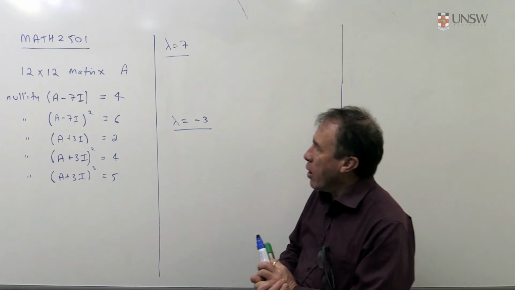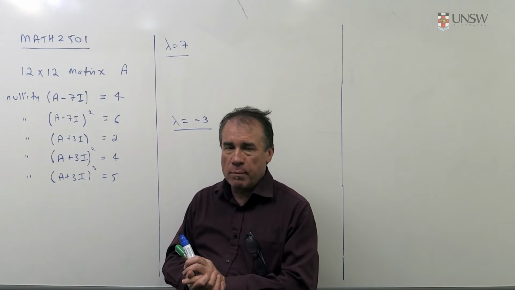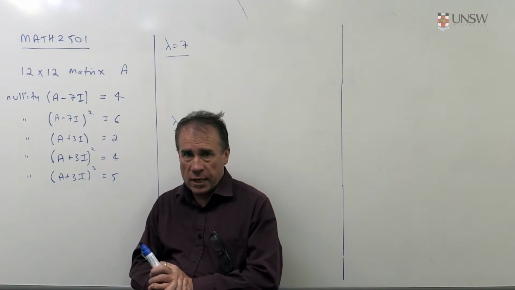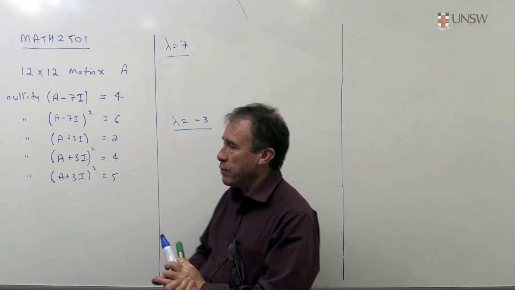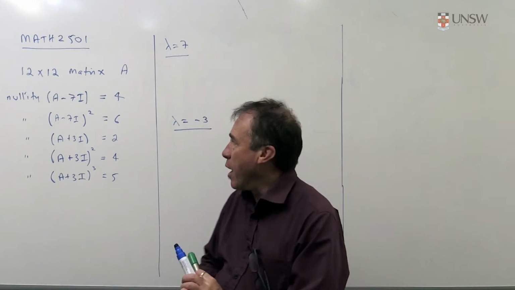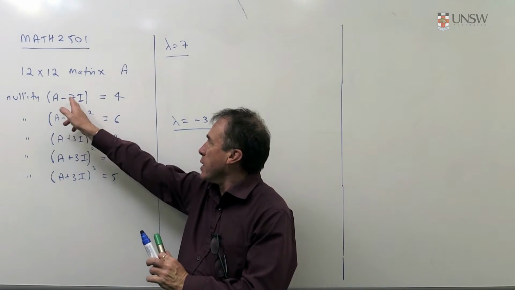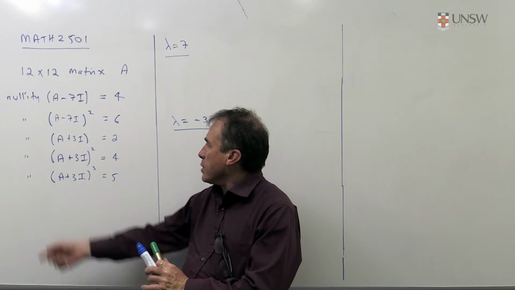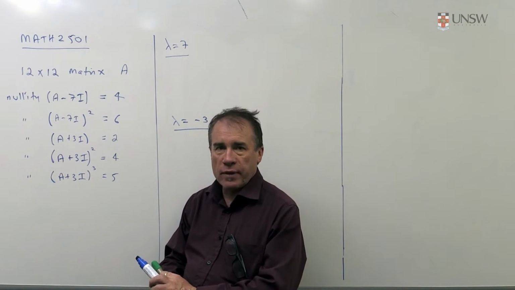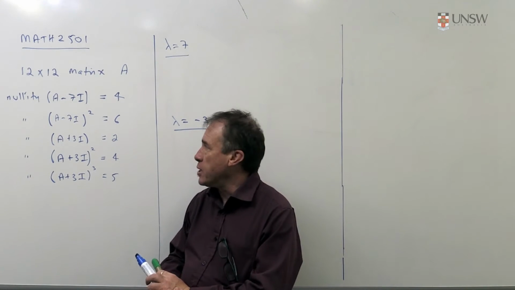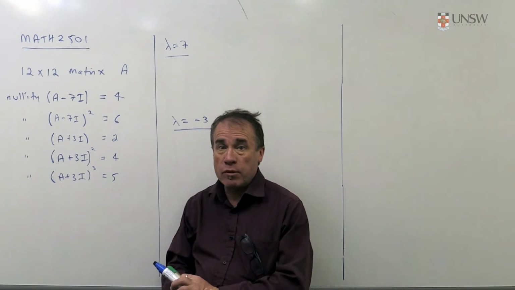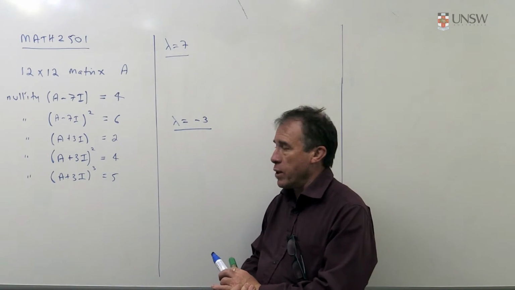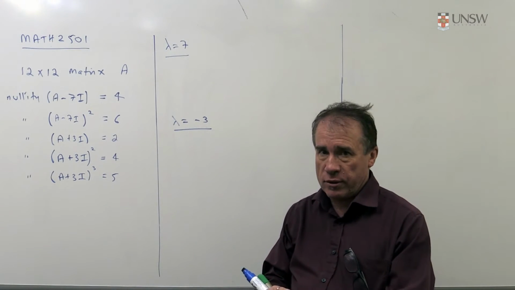But what I do is I give you some information about the dimensions of the null spaces. So I tell you the nullity of what happens when you take this massive 12 by 12 matrix that remains hidden, and I subtract 7I, and the dimension of that kernel is 4. Similarly, if I take A plus 3I, the dimension of that kernel is 2. So that's telling me immediately that lambda equals 7 and lambda equals minus 3 are eigenvalues for this matrix. And the question also tells you they're the only eigenvalues.